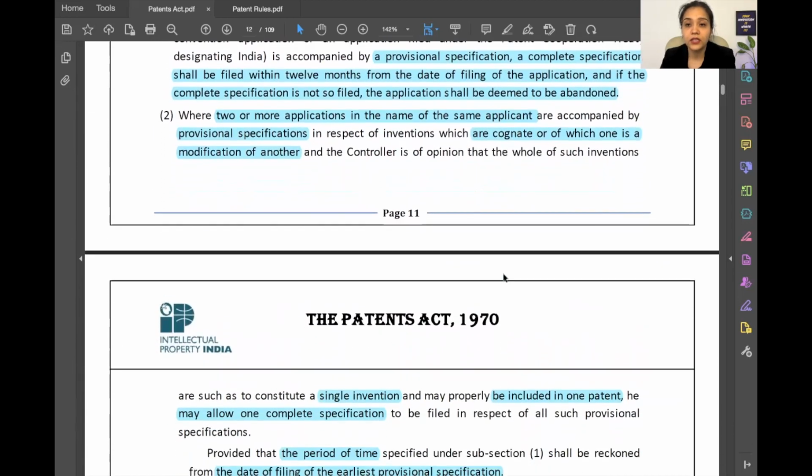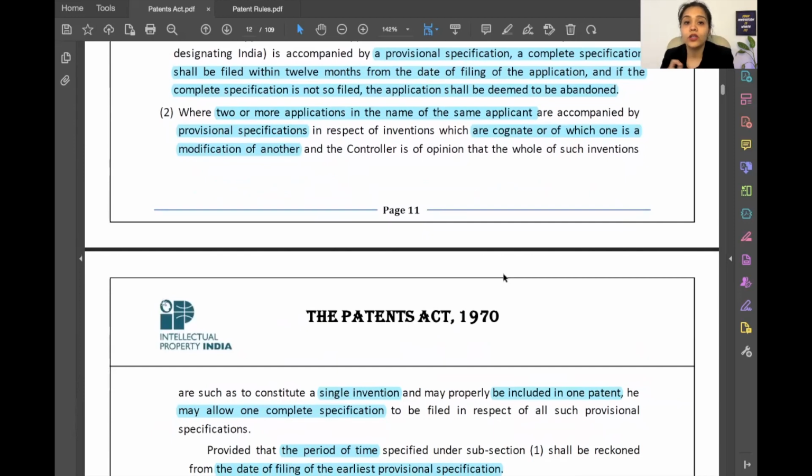So what does this mean? This means that if you are filing more than one provisional application, say for example, after 2 months you file another application which is also a provisional application, and because you are the applicant of both inventions, that means a single applicant has filed multiple applications and they relate to a single inventive concept. It does not mean that the first provisional relates to a different invention and the second provisional relates to a different invention. They all relate to a single inventive concept.